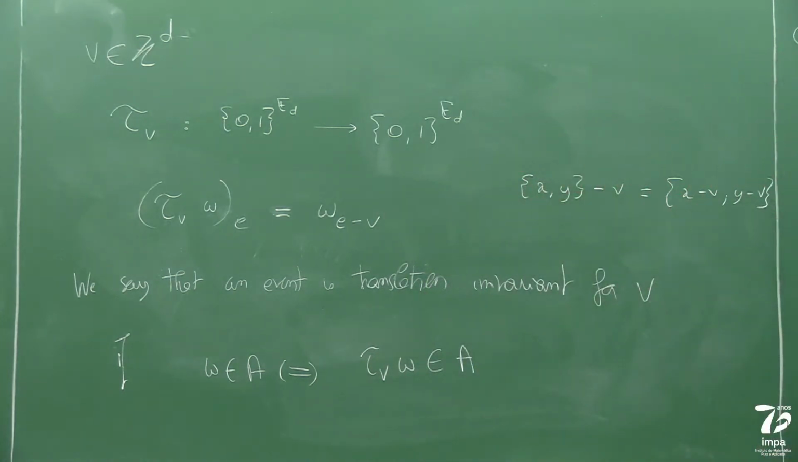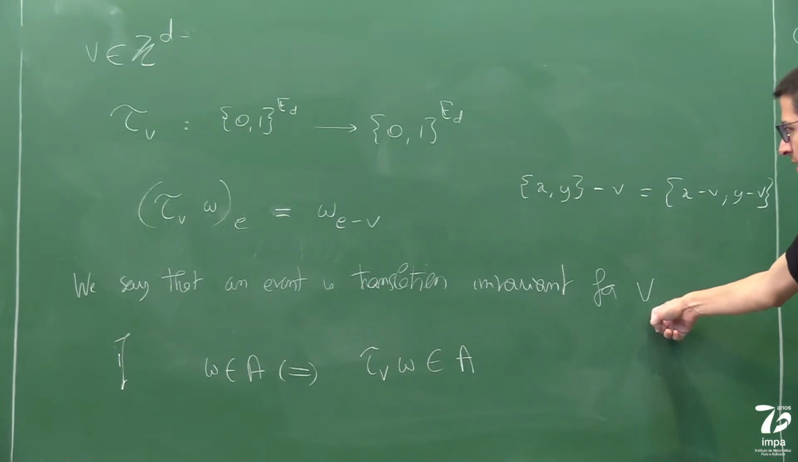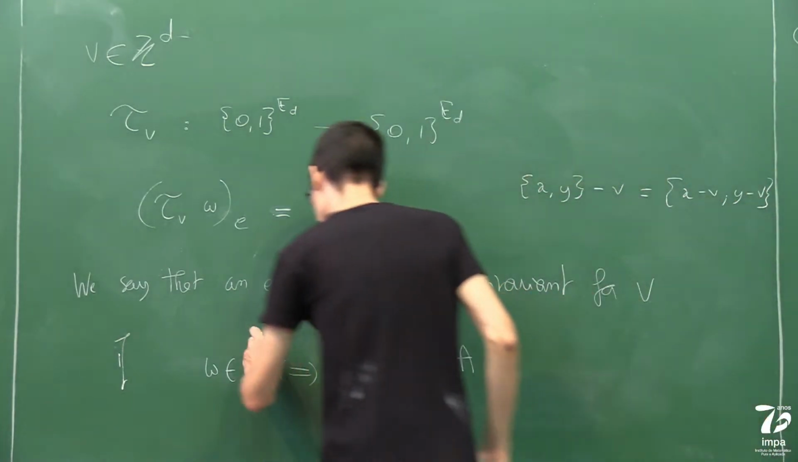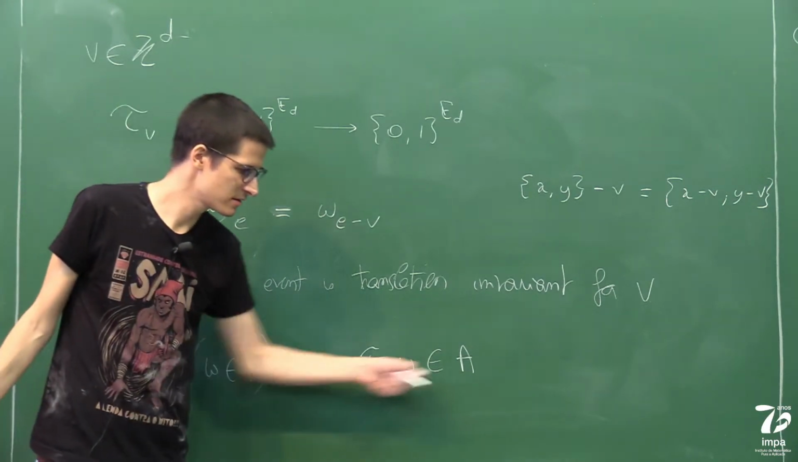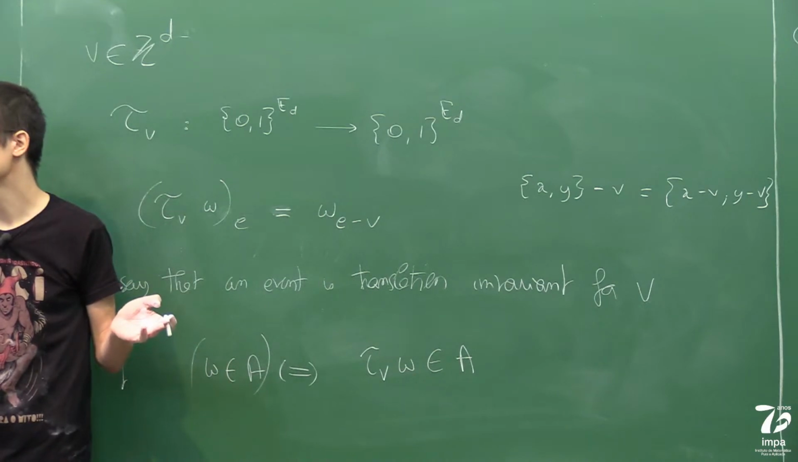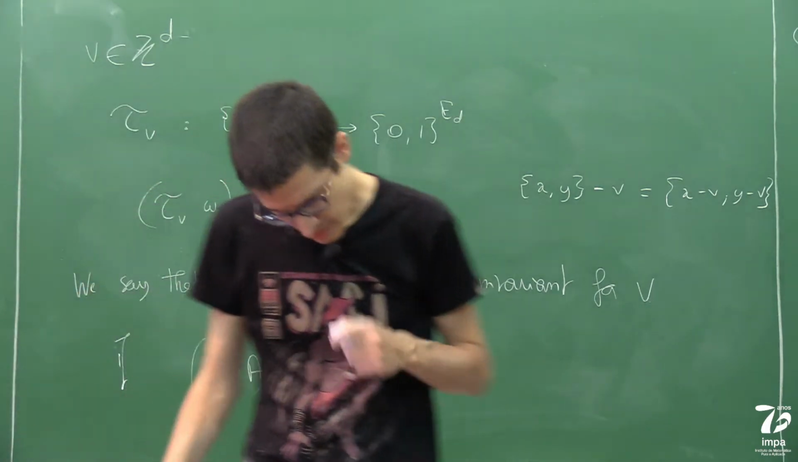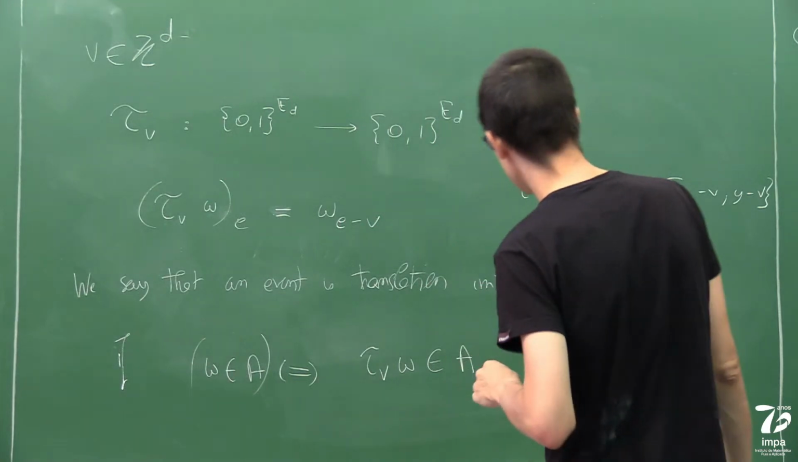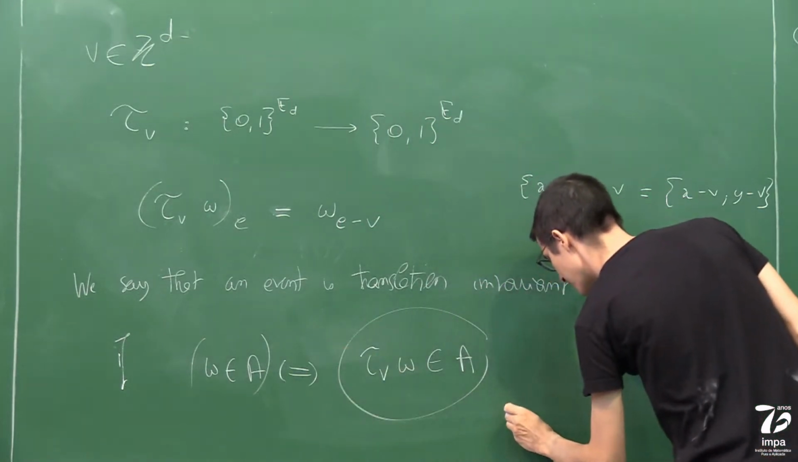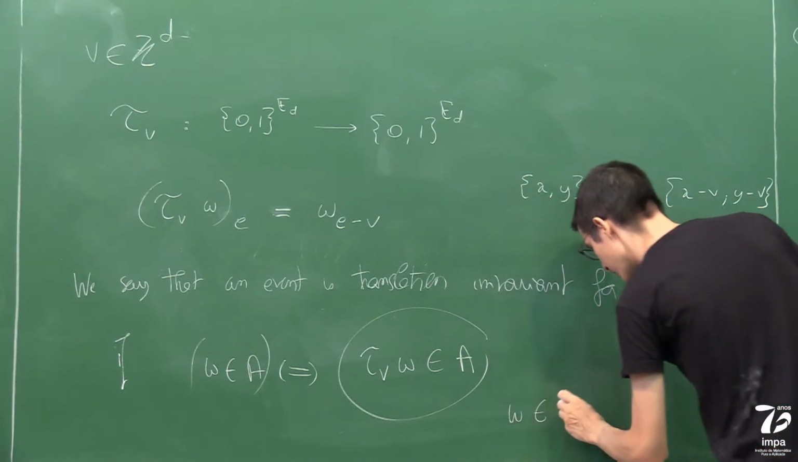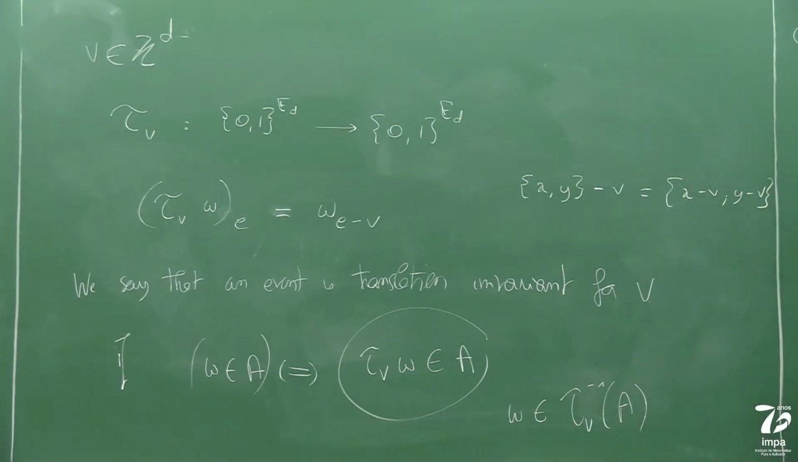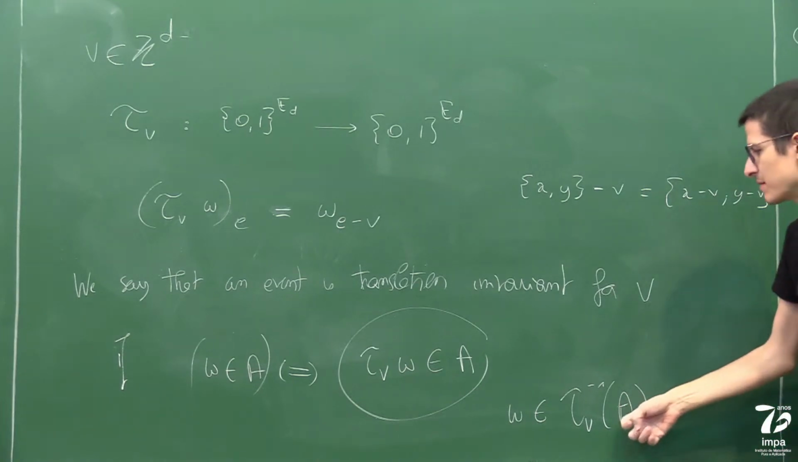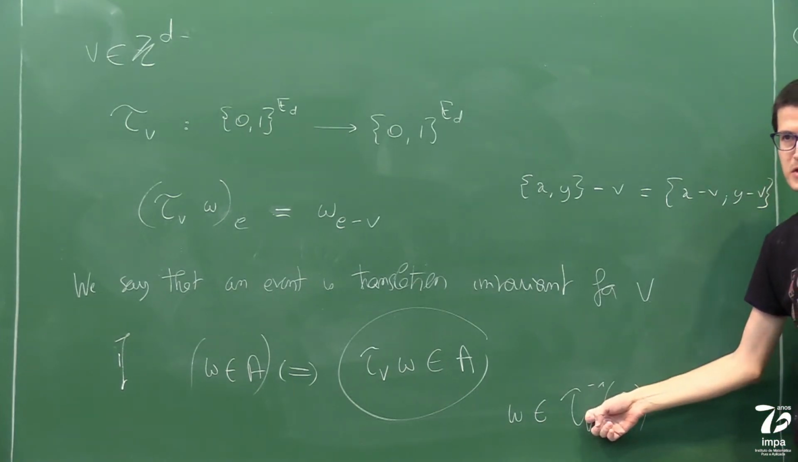Okay, so now we say that an event is translation invariant for a given vector v if whenever an edge configuration belongs to A, then its translated version also belongs to A. And this is the same thing as saying that omega belongs to the pre-image of A for this transformation.